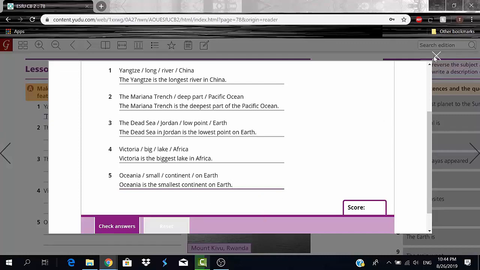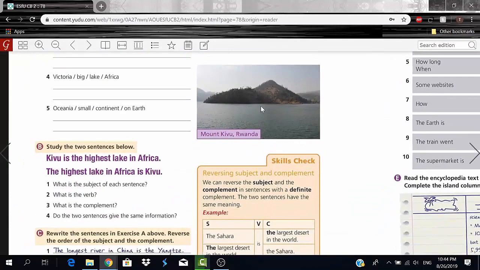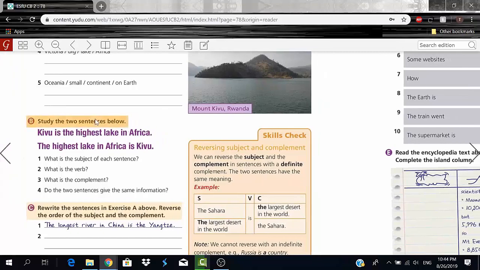Now, let's move on. Here we have exercise B. Study the two sentences below. So what do you guys notice? We have Kivu is the highest lake in Africa. And the other sentence says the highest lake in Africa is Kivu. You remember finding out the subject, the verb and the complement. So now we're going to do that.